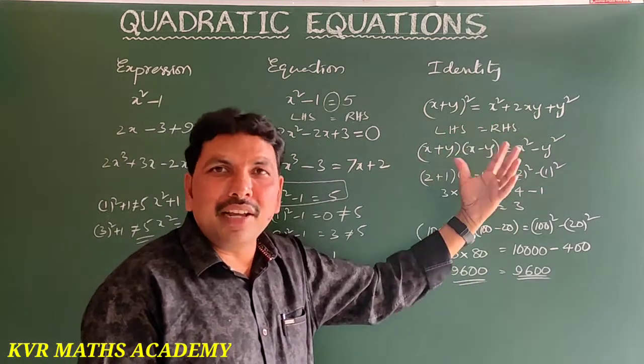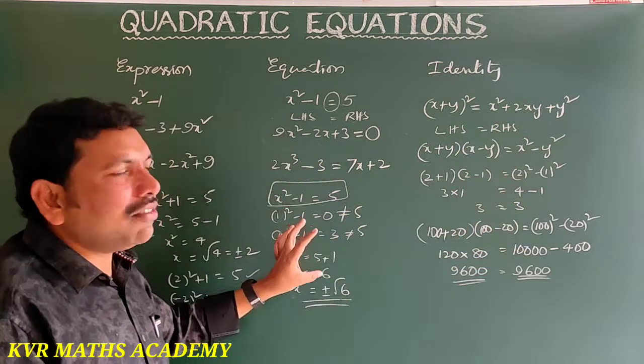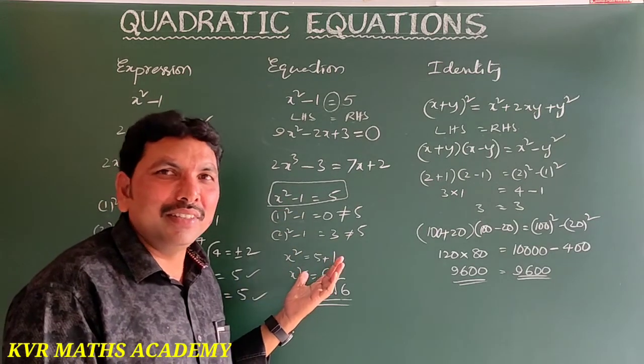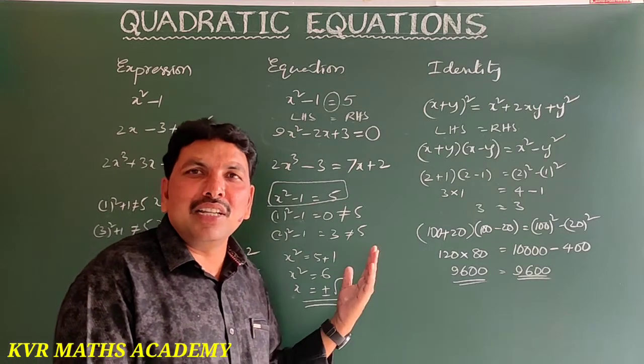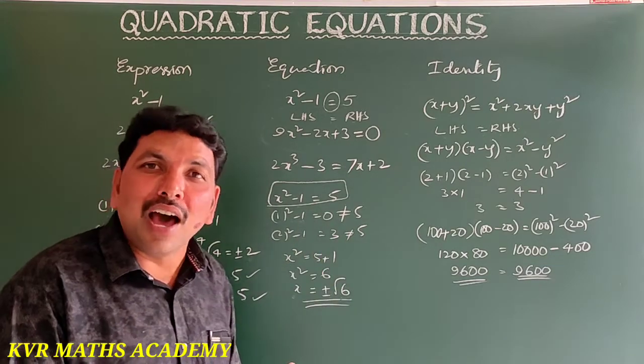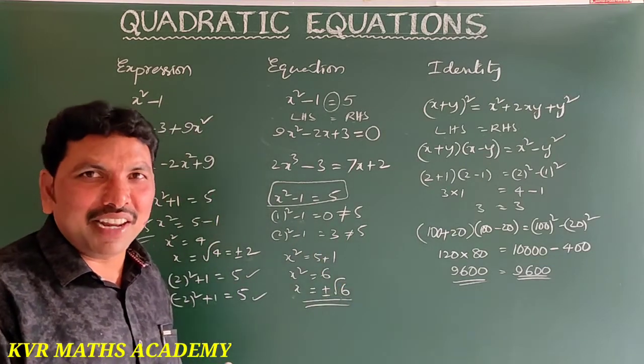LHS will be equal to RHS should come. Here, inequation will not come. Only two or more values, some values only satisfy. Those values are called roots of the given equation.